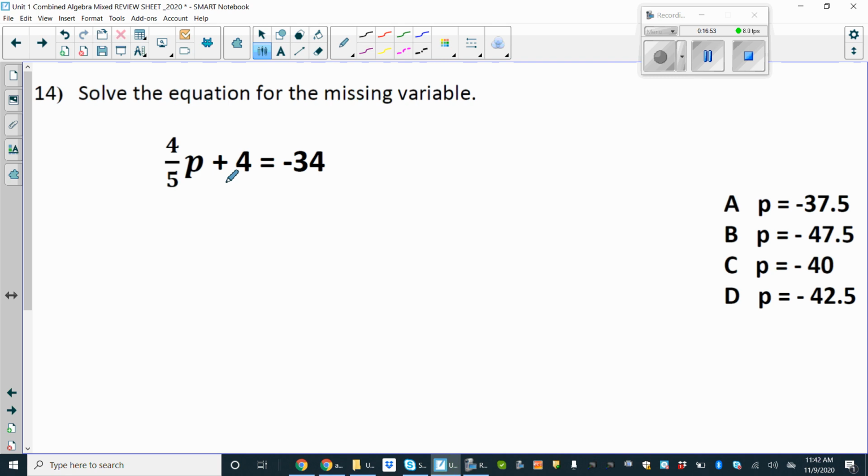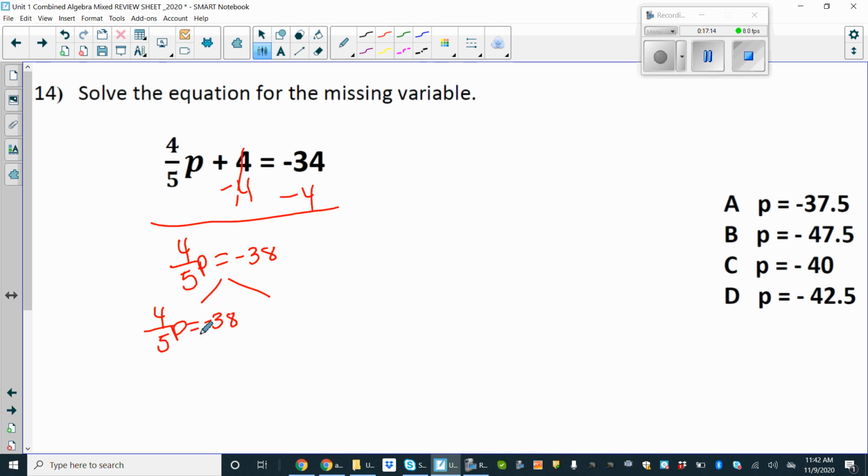14, we're going to solve. So we have to first subtract 4 on both sides, minus 4. And we're left with 4/5 P equals negative 38. You could do this a couple of ways. One way, when you have 4/5 P equals negative 38, you could multiply by its reciprocal. Oops, its reciprocal, remember, is the fraction flipped.